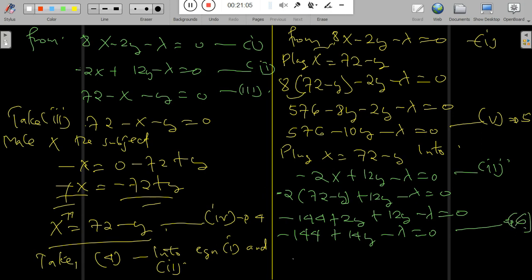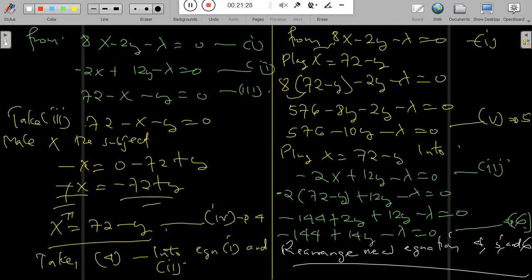So after doing so, now let's rearrange the new equations that we have developed, that is equation number 4, number 5, and number 6. So this will be as follows.